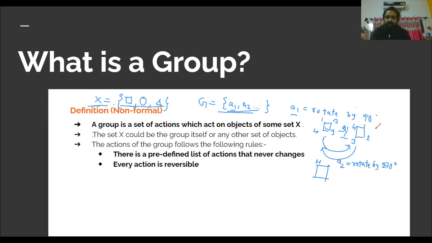So what happens here? We start at this configuration, right? 4, 1, 2, 3. If you apply a 270 rotation, one would come, well, a 90-degree rotation brings it here, a 180-degree rotation brings it here, a 270 degrees would bring it here. So one comes here, and if you study carefully, you'll realize that 2 comes here, 3 comes here, and 4 comes here. So we get back the original configuration of the square. In other words, A2 reverses the action of A1. So A1 is reversible.